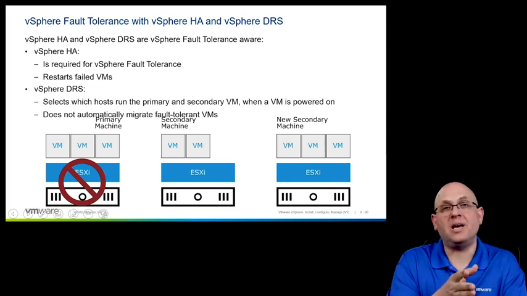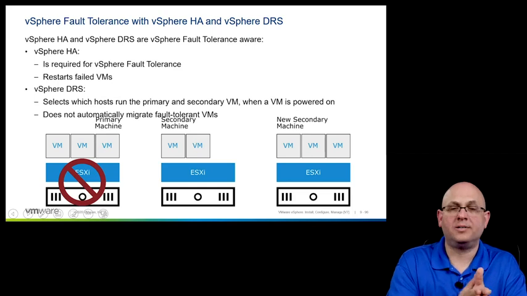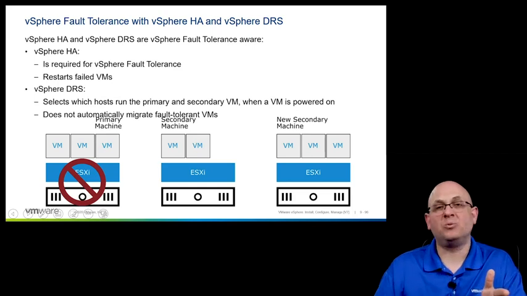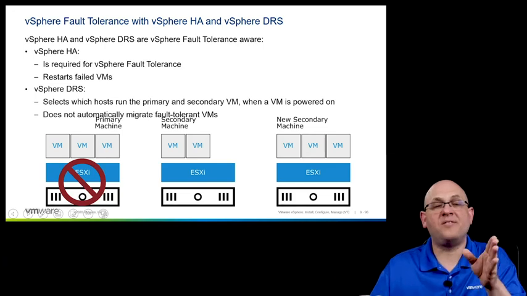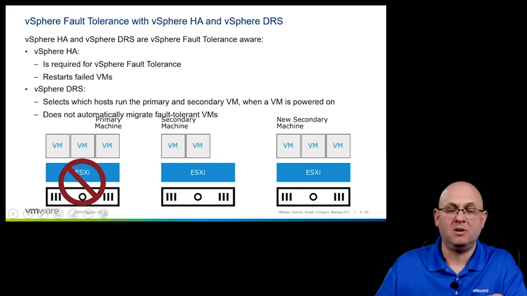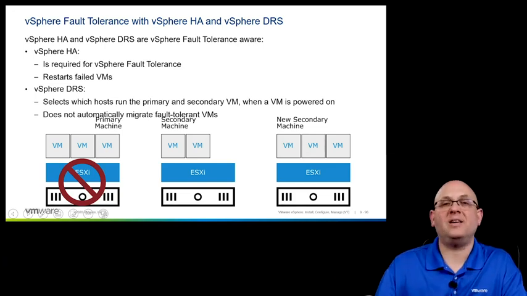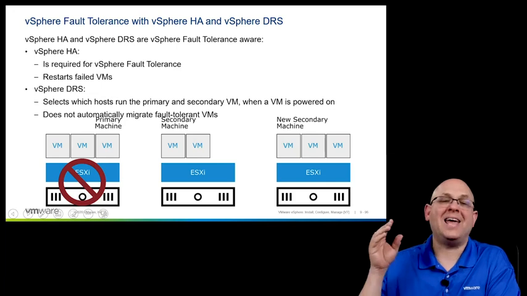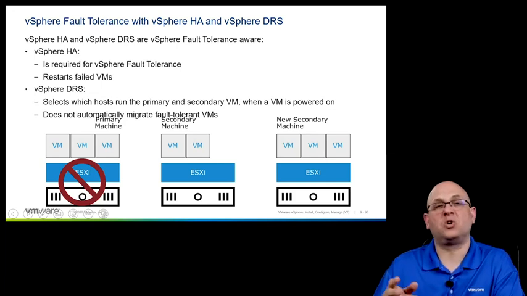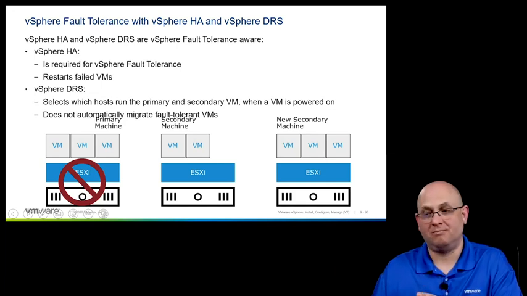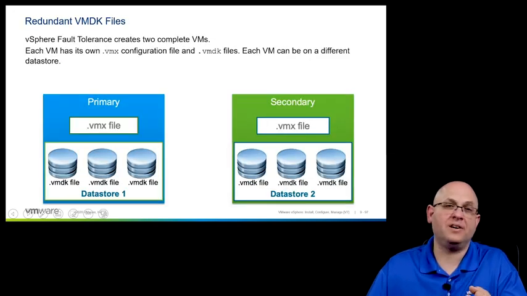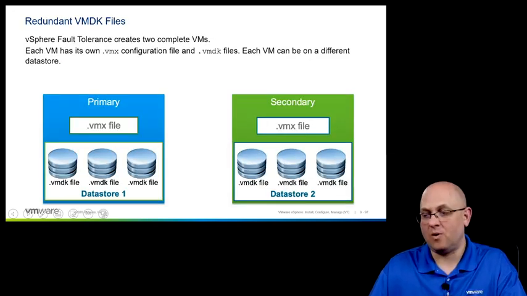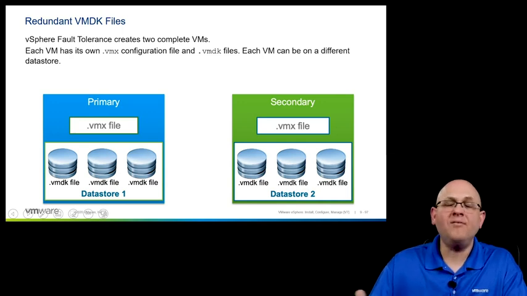Primary machine fires up, okay, on one host. Secondary virtual machine fires up on a second host. Upon the failure of the primary host, the secondary VM becomes the primary, and a new secondary virtual machine is created on another host. Okay, that's what HA is doing. That's what vSphere fault tolerance is going to do for us. Now let's dive a little bit deeper into what's going on during a failure.